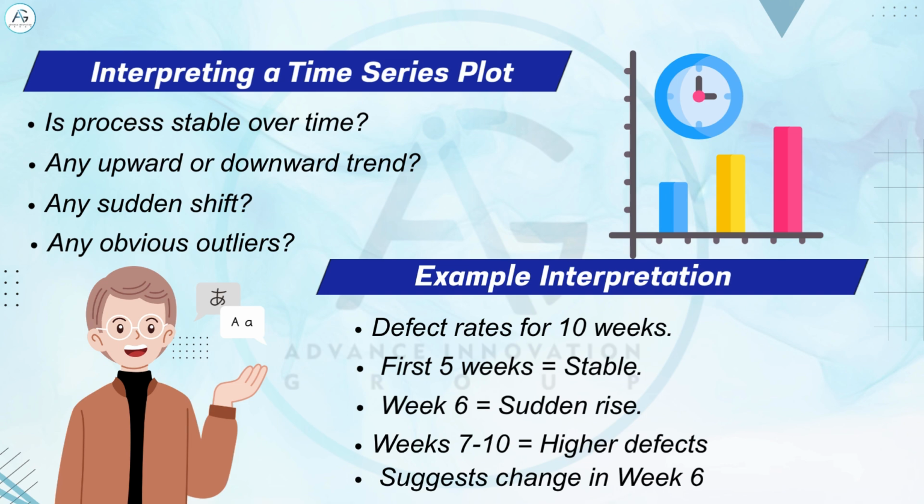Defect levels are consistent. But in week 6, there's a sudden rise in defects. From weeks 7 to 10, the defect rate remains at this higher level. This suggests that something changed around week 6, maybe a new supplier, a process tweak, or a staffing change. That change may need to be investigated and addressed.